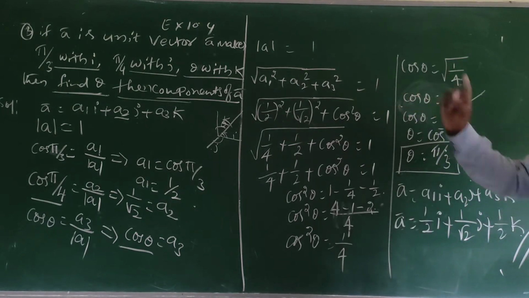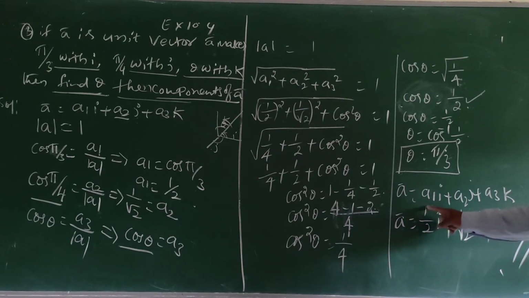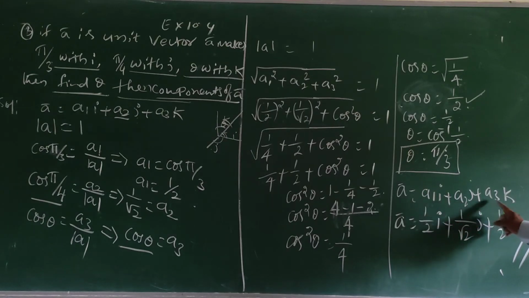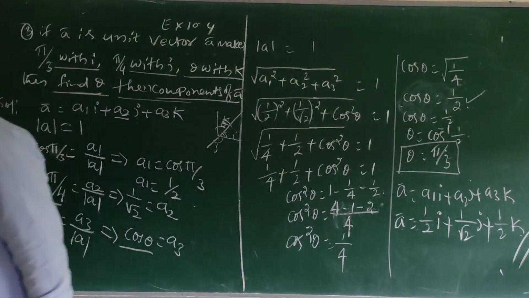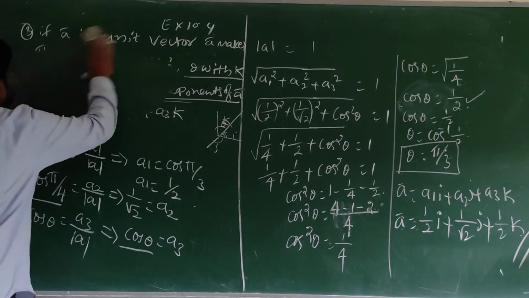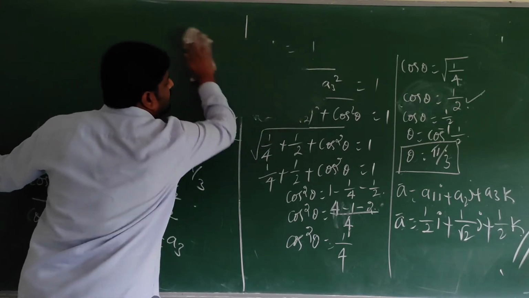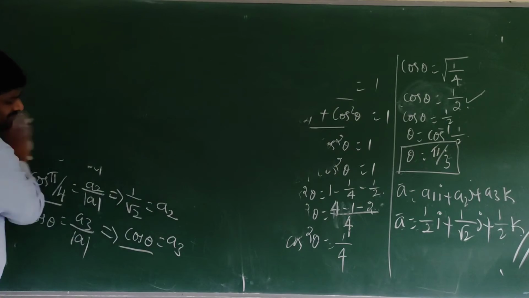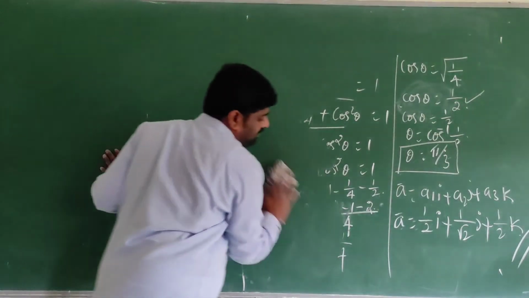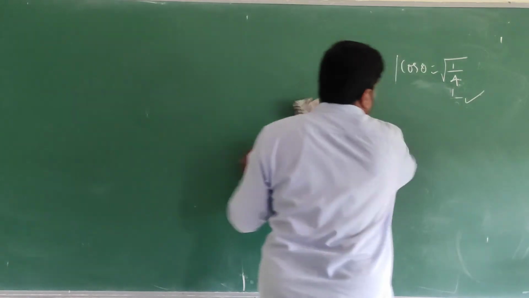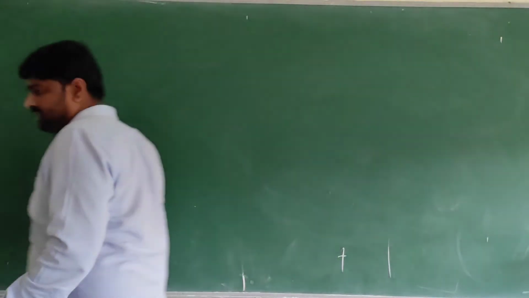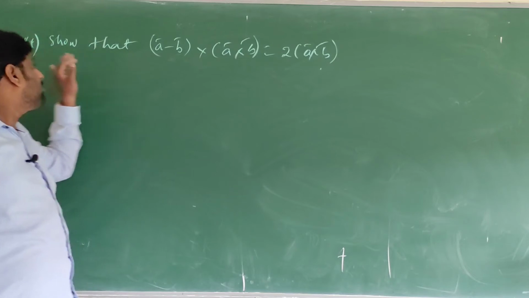So already we have found theta, and now you have to find the components of a bar. A bar equals a1 i cap plus a2 j cap plus a3 k cap. So a bar is 1 by 2 i plus 1 by root 2 j plus 1 by 2 k. We'll move on to the next problem.